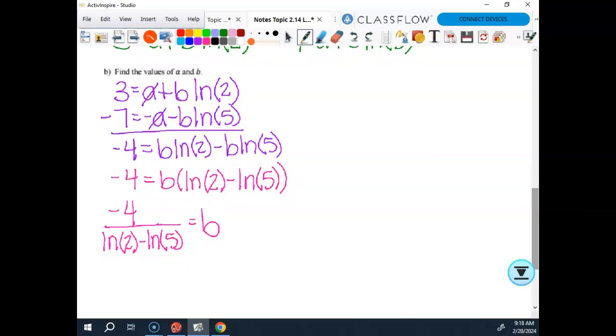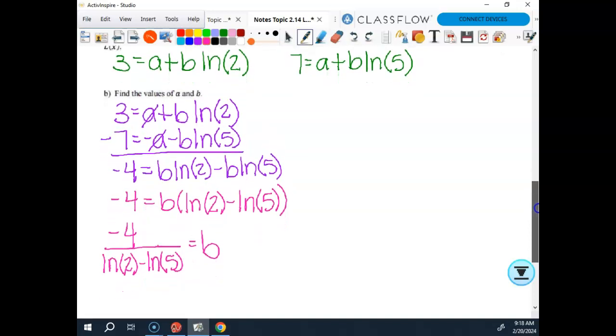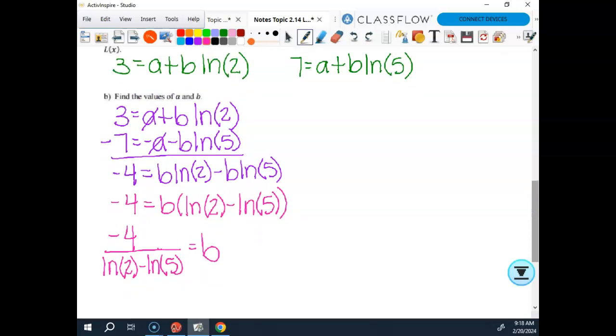All right, so let's say that at this point, we're not just yet, but we will put that in a calculator in just a minute. So B is B, right? That's going to be some value that I get out of the calculator. I'm also going to need A. So I can use either one of these. It doesn't matter. I'm going to use this first one and just solve it for A. So I'm just going to rewrite it. 3 equals A plus B times the natural log of 2.